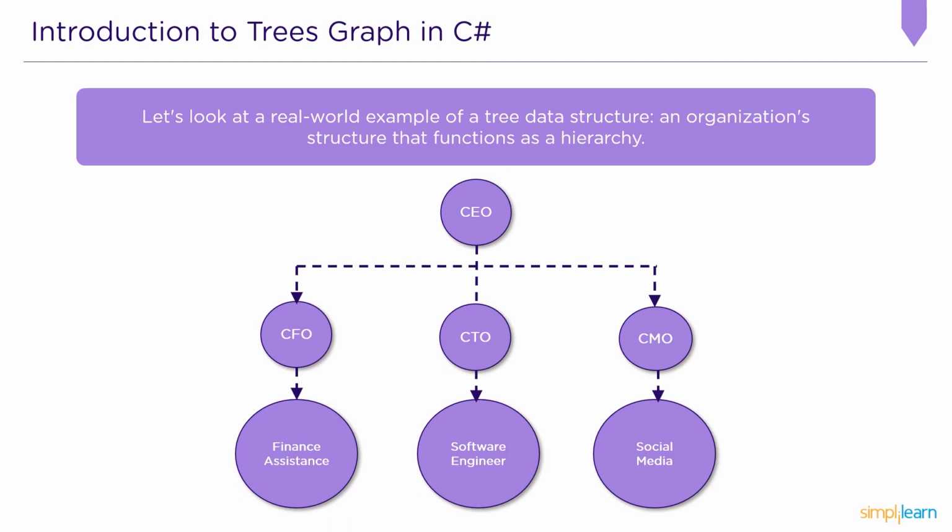An organization structure functions as a hierarchy. Here's an example of an organization where the CEO works as the root of the tree hierarchy of the organization. Then we have children, that is CFO and CTO, which are the Chief Financial Officer and Chief Technical Officer. And we also have CMO, that is Chief Marketing Officer. Then we have children of CFO as Financial Assistants and CTO as Software Engineering. And finally, we have Social Media.